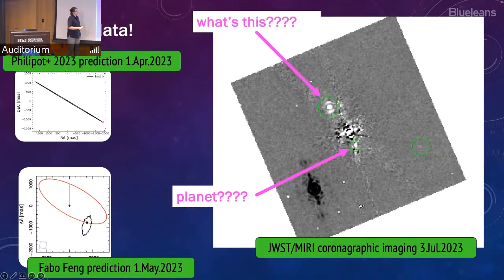And in particular, I'd really like to be able to work out whether the 10 to 15 micron color of this object is consistent with a planet or with background objects, and how common those background objects might be, so that we can work out probabilistically whether this is more likely to be a background object or whether it's more likely to be a true planet.